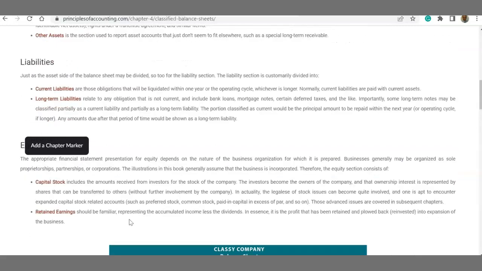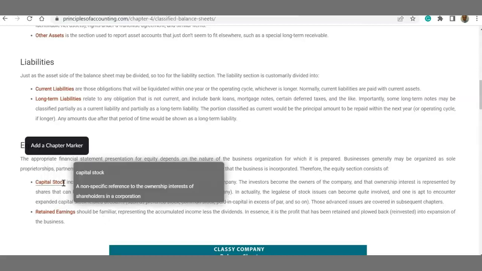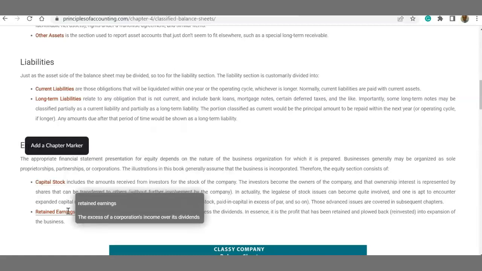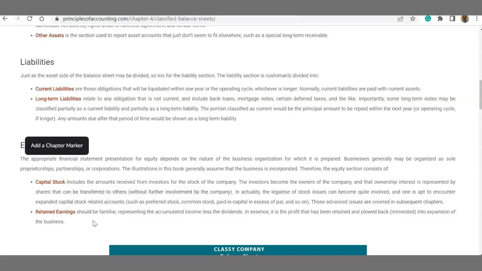Okay, so equity, at the minimum, you have capital stock. Those are the stock that you issue to raise capital by form of equity financing. And retained earnings are the excess of corporation income over its dividend that has not been paid out, and you want to keep it. Maybe in future you want to buy, let's say, equipment or pay more dividend or whatever you want to do in future.